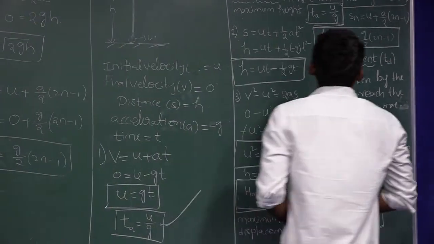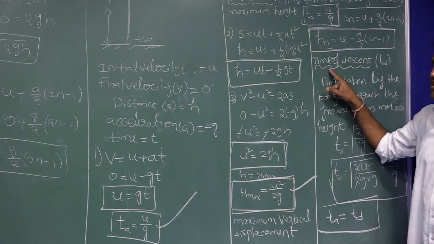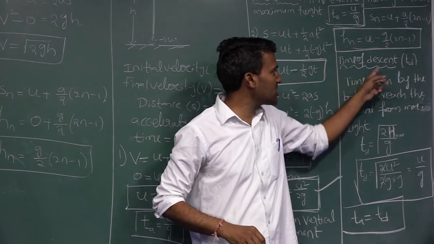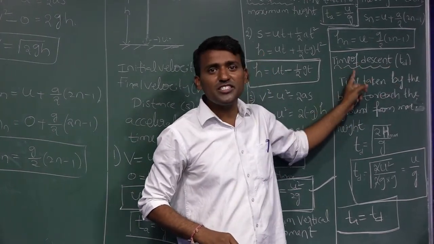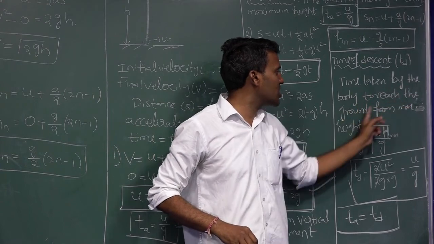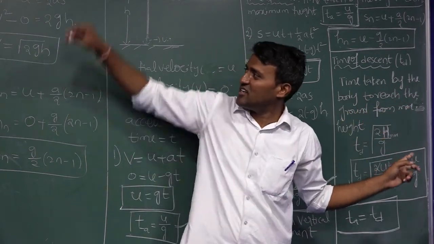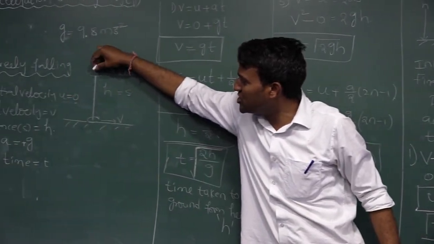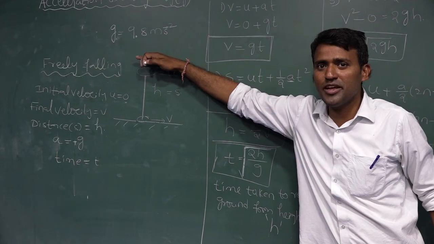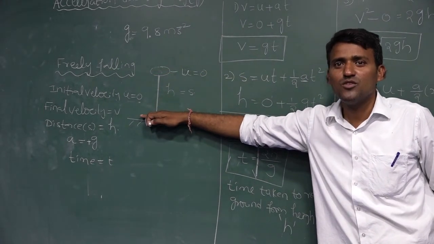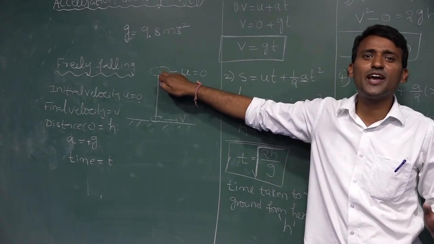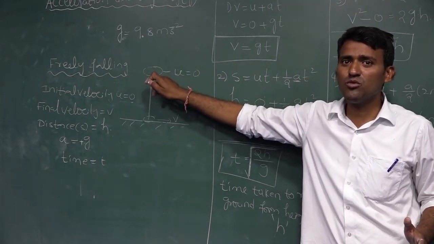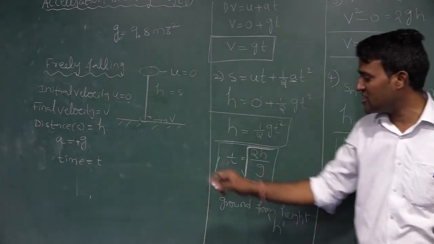Next one, fourth equation we got like this. Finally, time of descent. We are explaining time of descent. What is time of descent? Time taken by the body to reach the ground. Here I told you, freely falling body situation. Time taken by the body to reach the ground from maximum height is called time of descent. So this is the freely falling body case.